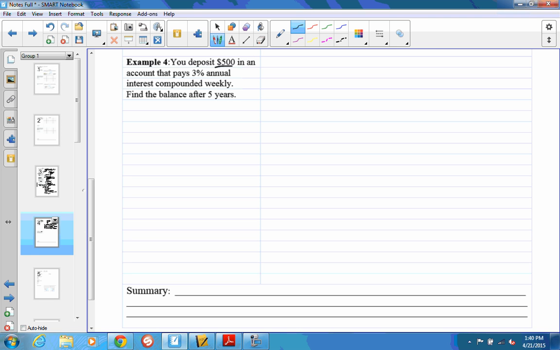So you deposit $500 in an account, it pays 3% annual interest, compounded weekly. Find the balance after 5 years. So you go to college, you work all summer, you make, I don't know, $1,500. You decide, I'm going to put $500 into an account, and I'm literally not going to touch it for 5 years. Once I graduate from college, I'm going to pull it out and spend it on something, probably a house or something.